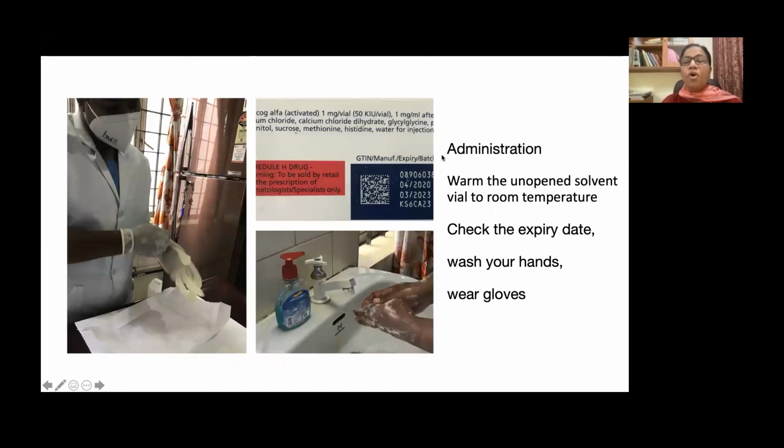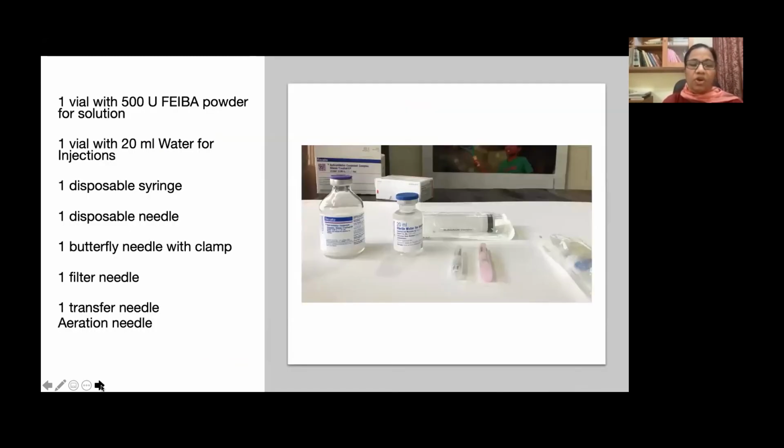You have to follow all the guidelines of administration. All these factors are to be kept at 2 to 8 degrees centigrade in the refrigerator. So 15 to 20 minutes before administration, you have to keep the vial outside to warm it to room temperature. And as with any drug, you have to see the expiry date, very important. All aseptic precautions are to be followed. You have to wash your hands and wear appropriate gloves. That should be done with all the factors.